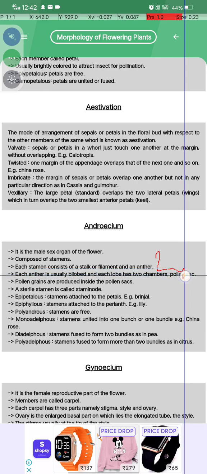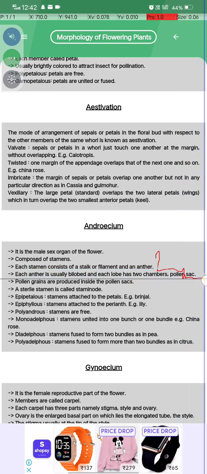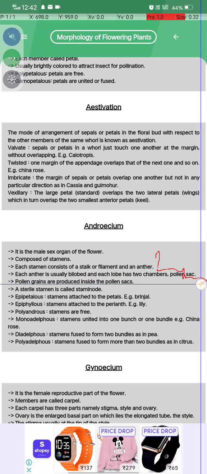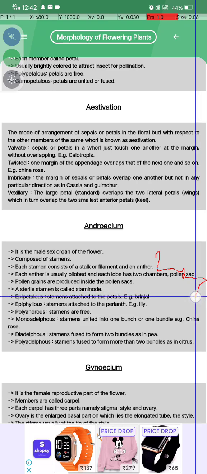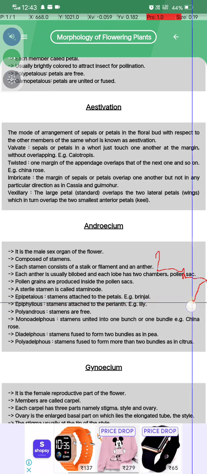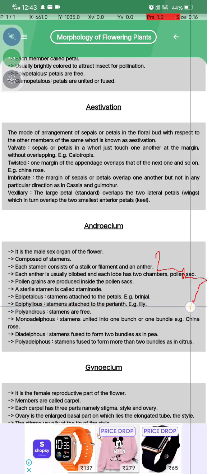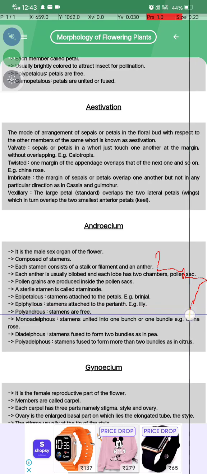Each anther is usually bilobed, and each lobe has a chamber, the pollen sac. Pollen grains are produced inside the pollen sac, and the sterile stamen is called staminode. Epipetalous stamens are attached to the petals, example brinjal, and epiphyllous stamens are attached to the perianth, example lily.